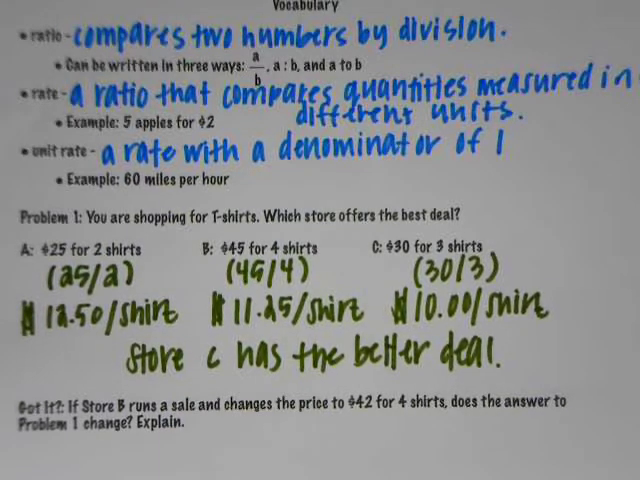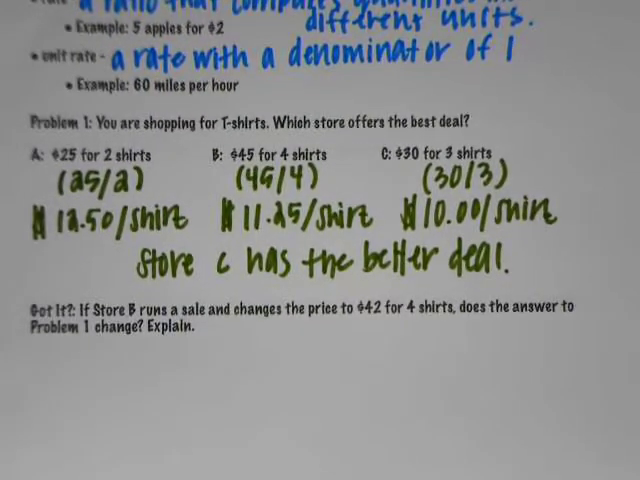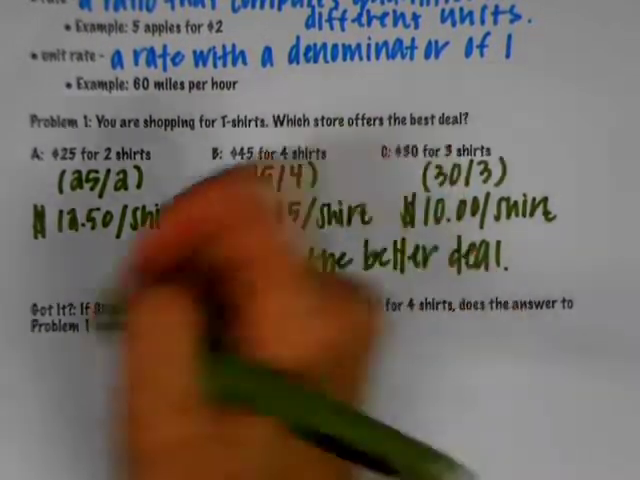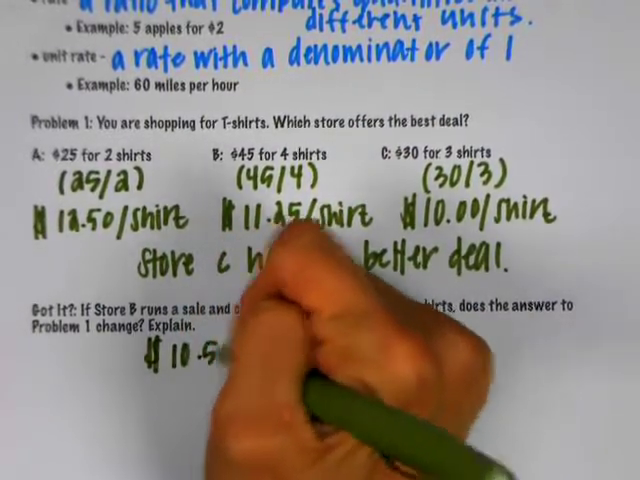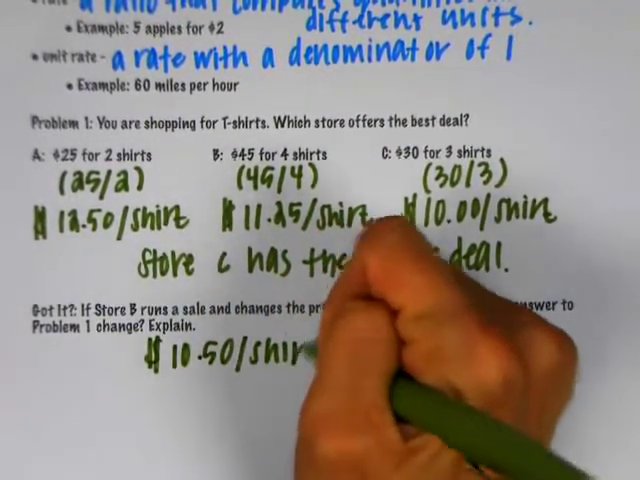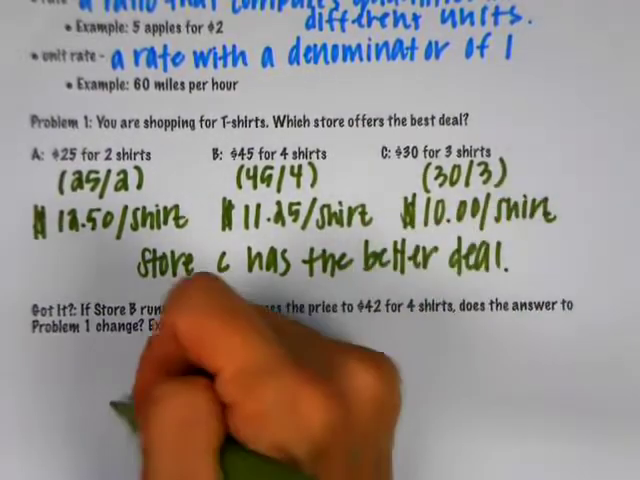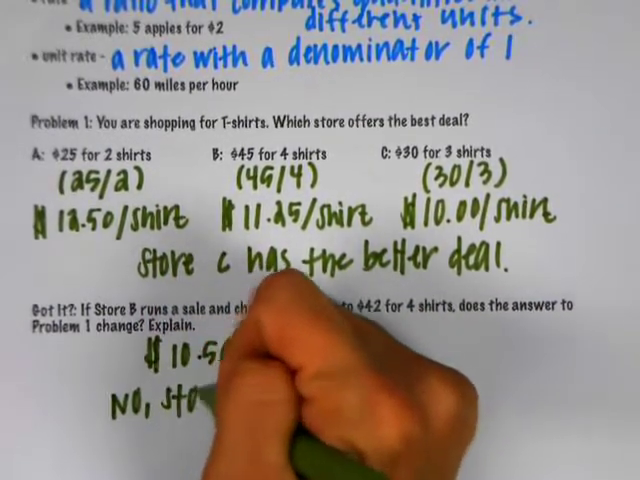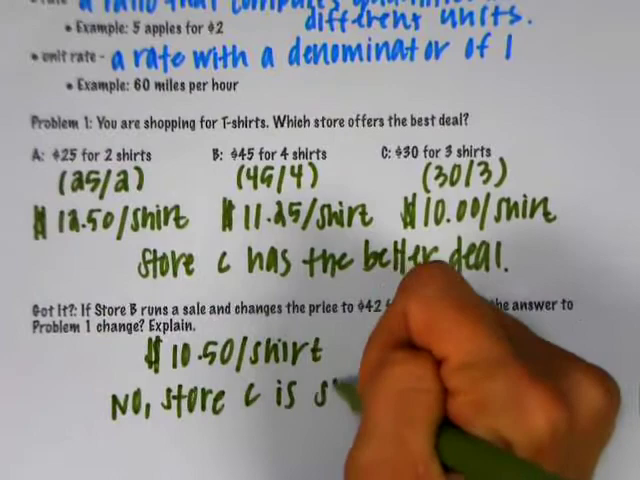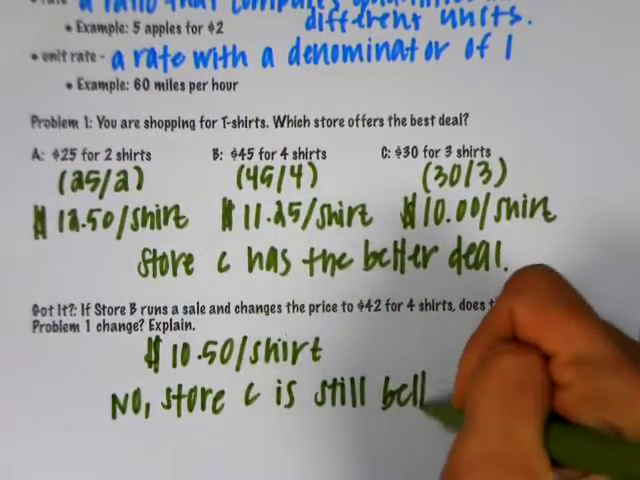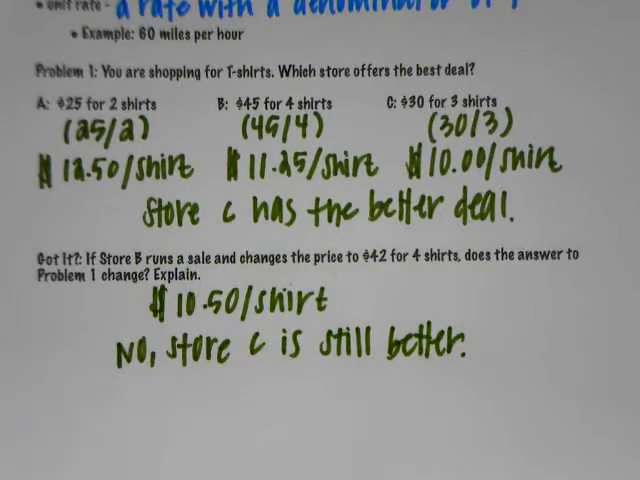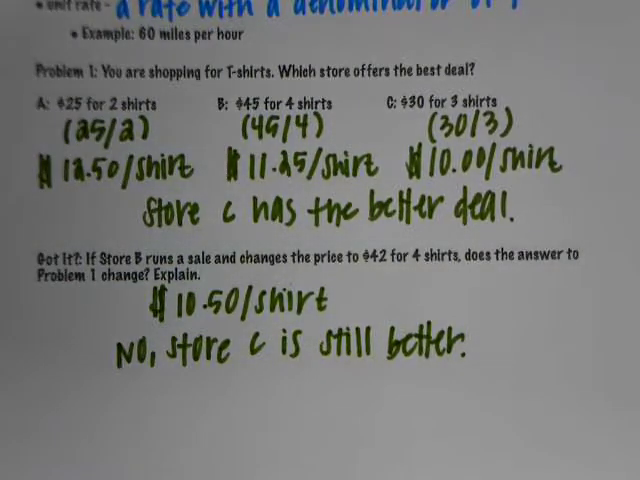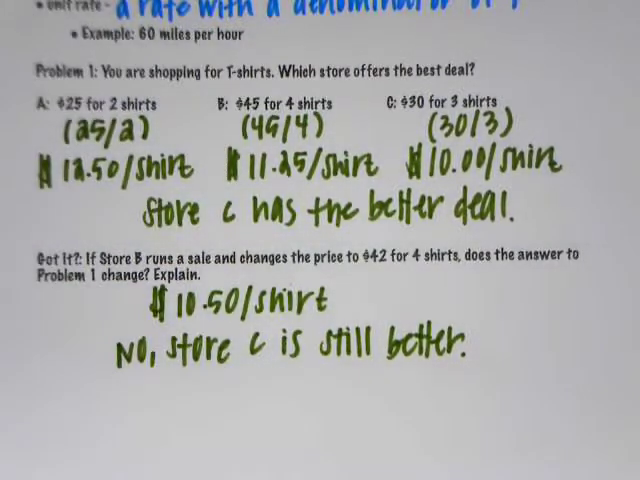All right, so what's the new price? So $42 for 4 shirts. How much did it change? So how much per shirt? Yeah, so $10.50 per shirt. So is it now going to be a better deal or no? No. Yeah, so no. Store C is still better. All right, okay. Are we good there? Yep, all that vocab stuff.